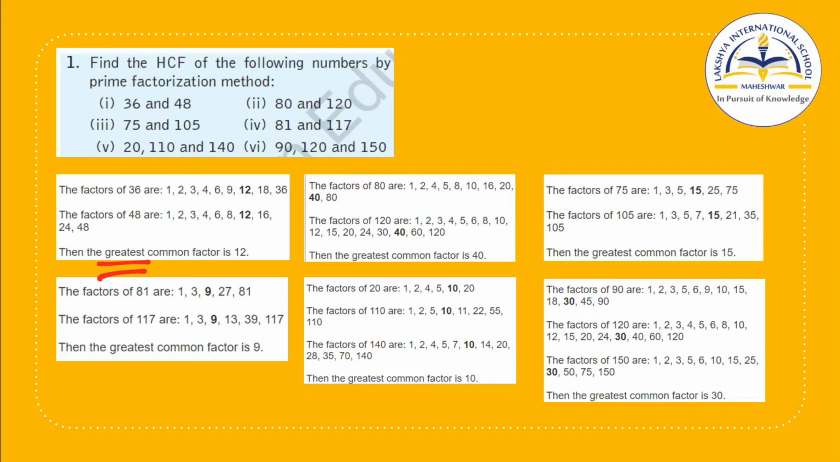Okay, now in question number 2, 80 and 120. For 80 we have written all the factors and for 120 we have written all the factors. Now in both the factors, which is the highest common factor? That is 40. So 40 is our HCF. In the same manner you have to solve this question.